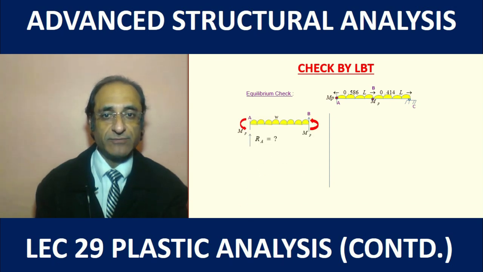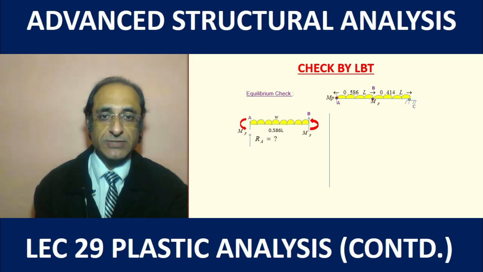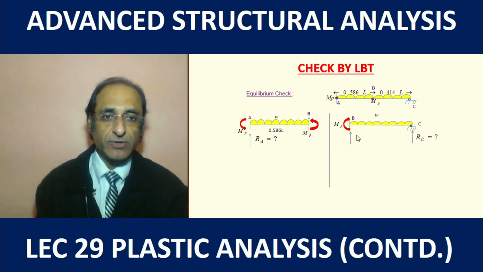So what we do, we have the two parts AB and BC. For part AB we find out the reaction RA, because now we have assumed that we have the moment MP at A and B, so we have drawn the free body diagram. So using this we can very easily find the value of RA, and similarly for BC, making use of again the free body diagram and the fact that the bending moment is MP at B. So just note the directions of the moments when we are drawing the free body diagrams.